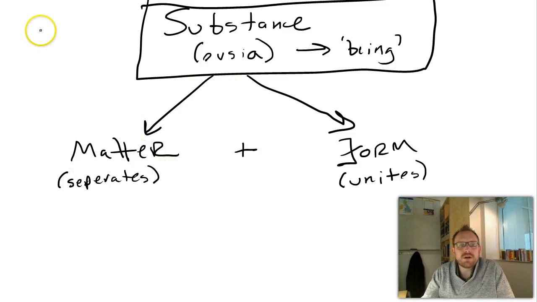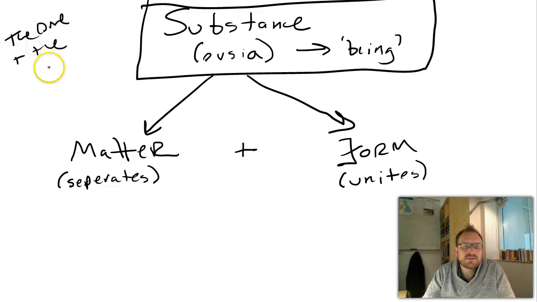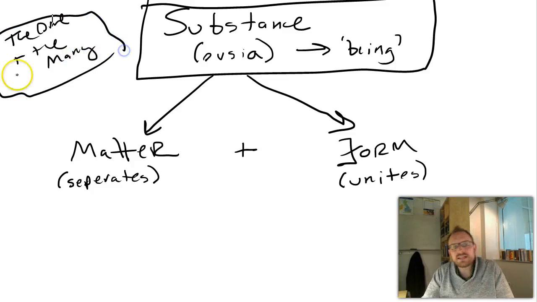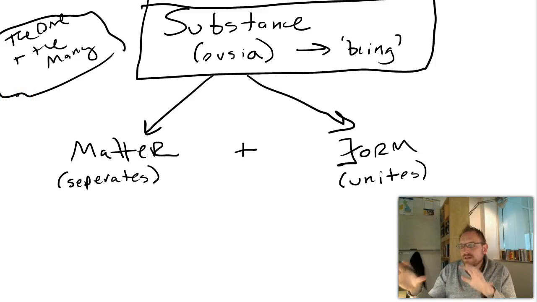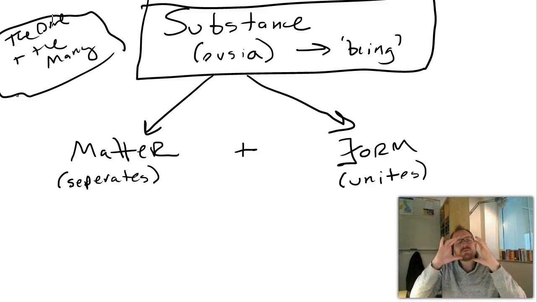Now, what do I mean? Remember, a while back in a previous video, we talked about the problem of the one and the many, right? And there the question was, how is it that we can recognize one thing in many members, right? How is it that I can look at all of these different people and recognize that even though there's many of them, they're all the same in the sense they're all human, right?